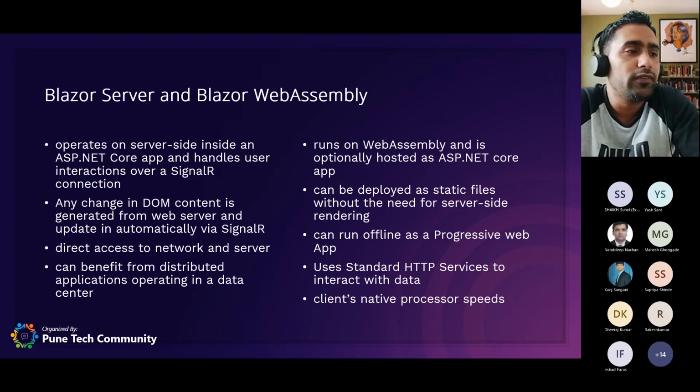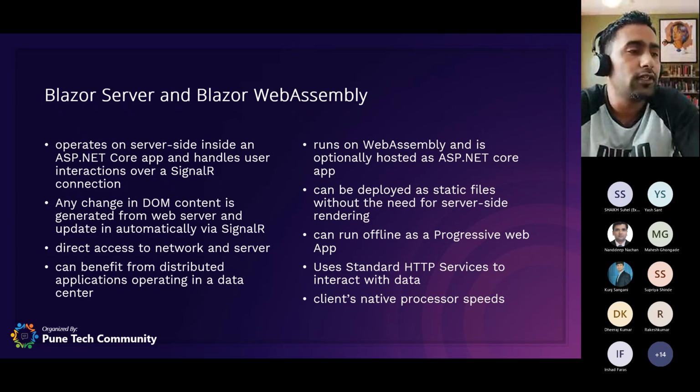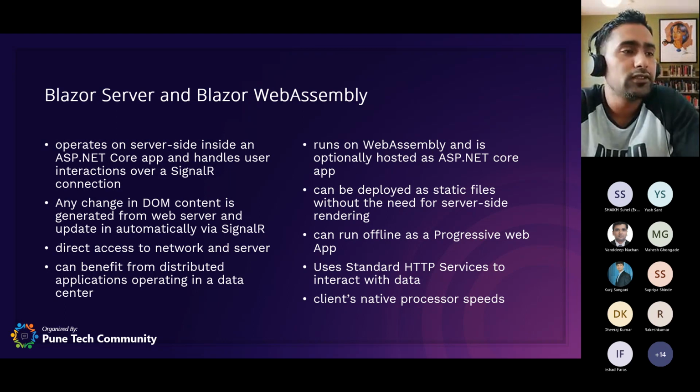It comes with two different templates: one for server and one for WebAssembly. Each has a different purpose. First, Blazor Server operates on the server side, like ASP.NET Core applications, and it handles user interaction over a SignalR connection. Whereas Blazor WebAssembly, you can run as ASP.NET Core hosted, or you can run it as static files without the need for server-side rendering.